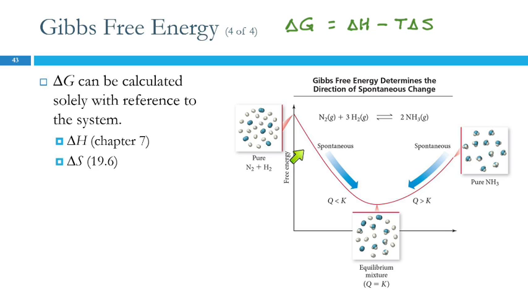Over here, if Q is less than K, it's going to go forward. So that tells us that delta G is becoming more negative. Here, we're not going to have a spontaneous reaction going this way. It's going to come the other way. Does that make any sense at all?